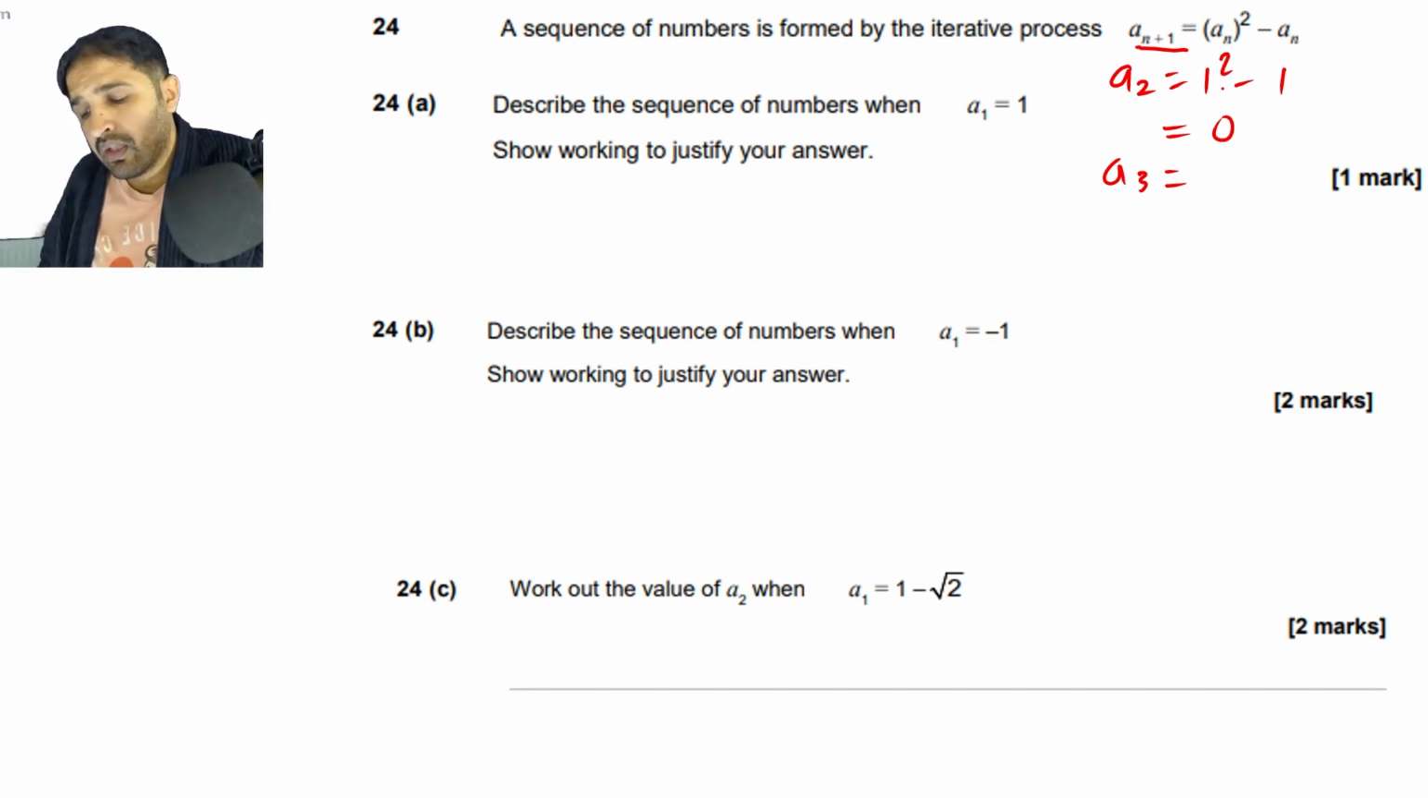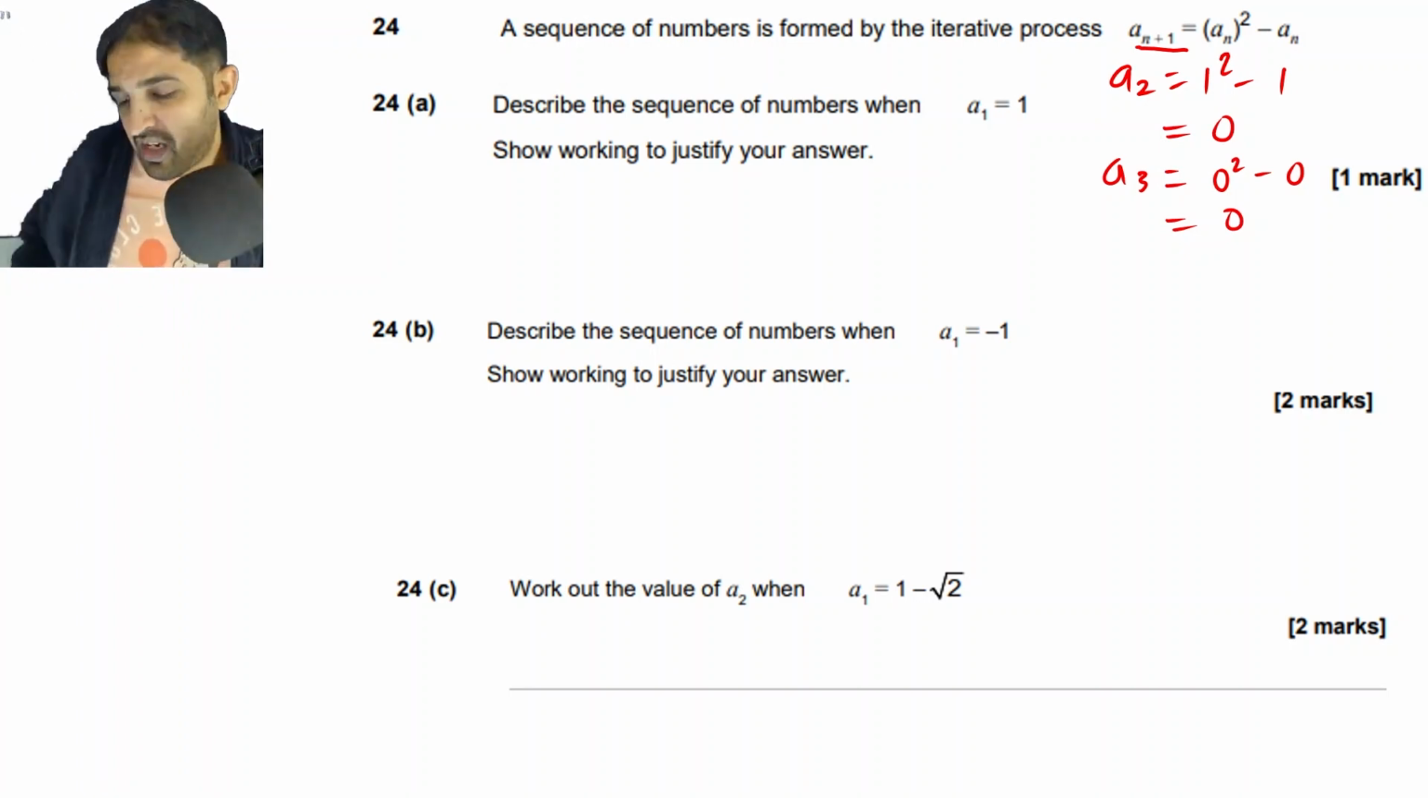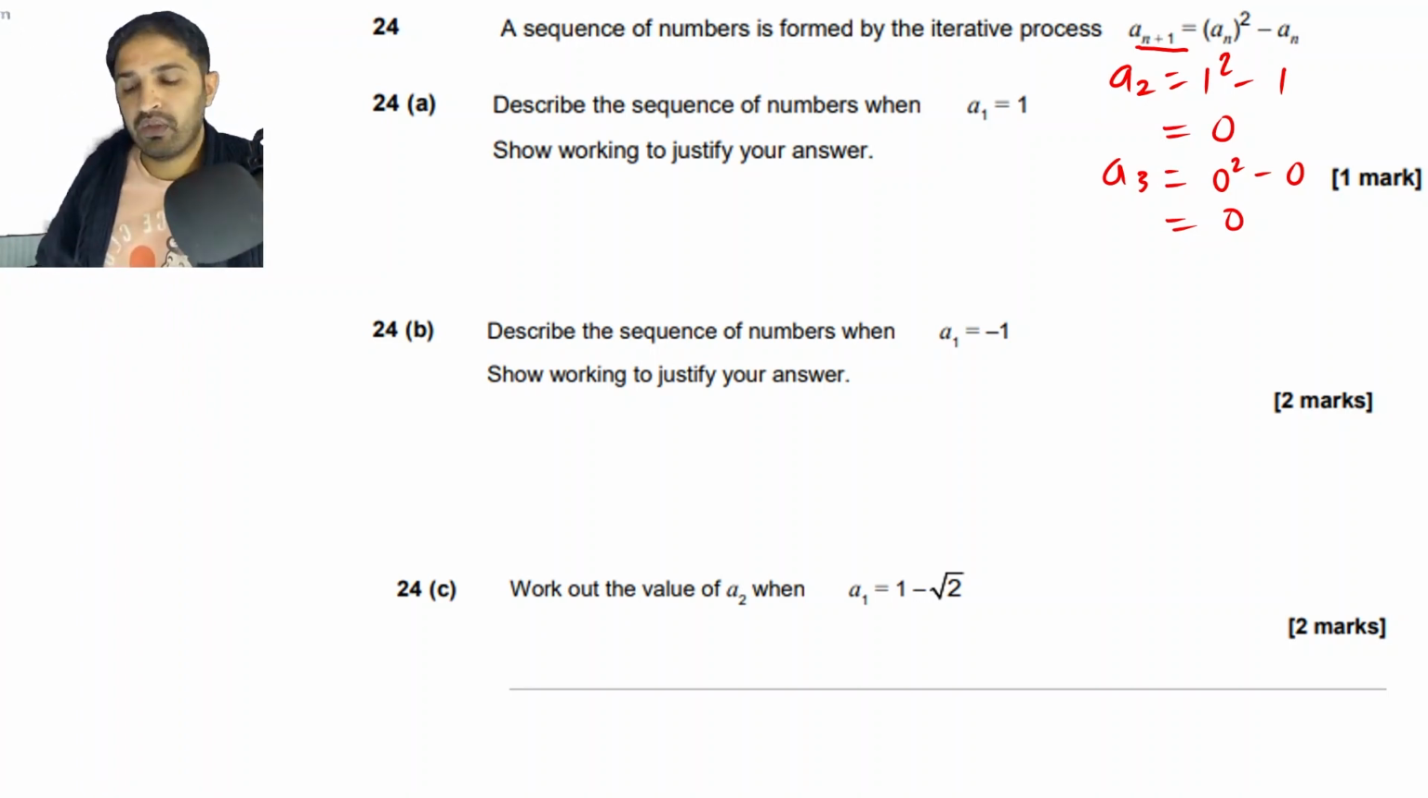One term before that is 0. So we're doing 0 squared minus 0, which is 0 as well. So the sequence starts with 1 and then it stops at 0. So for the iterative process, we already found the answer. When you put 1 in, in one step it goes to 0 and it stays at 0. It doesn't do anything from that point.